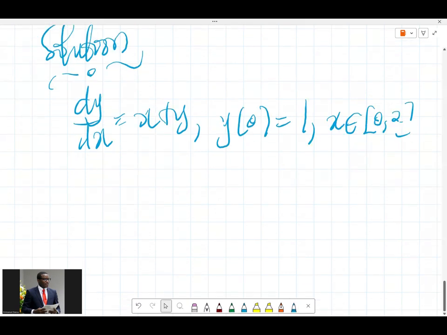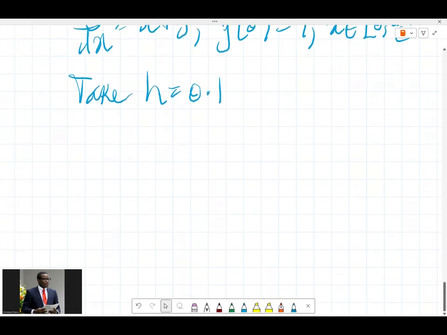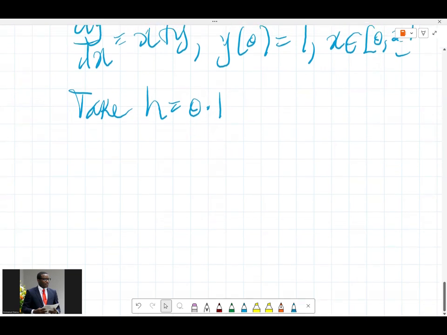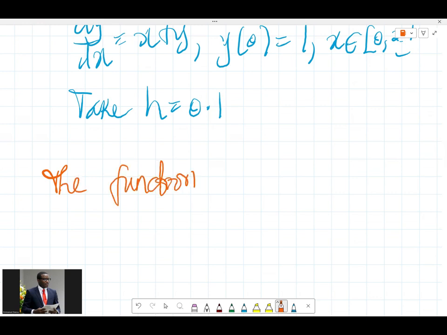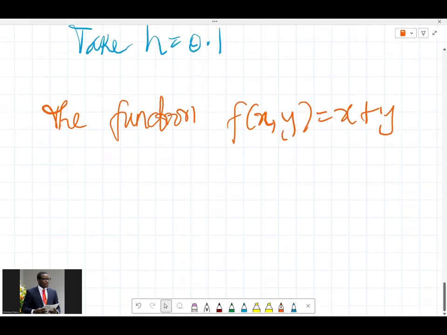Then you have to decide on the h you want to take. If you're not given h, you can decide. So let's take h to be 0.1. You can take it to be anything, but as long as you're not given one, you can take it to be 0.1. So the function itself that we want to work with, f of x comma y, is actually x plus y. That's the function itself, so that's going to help a lot. So we define the function like that.